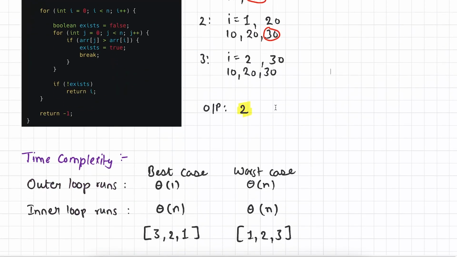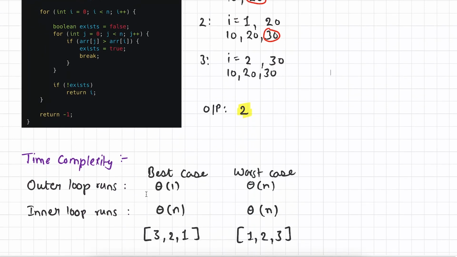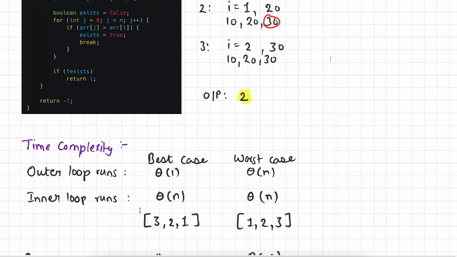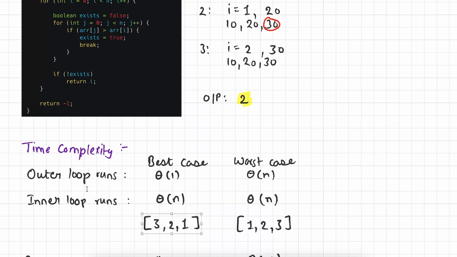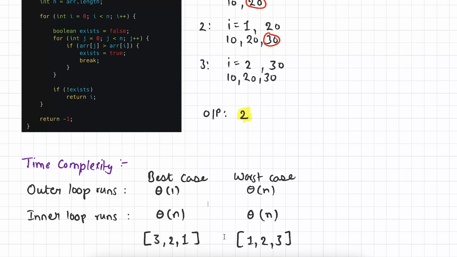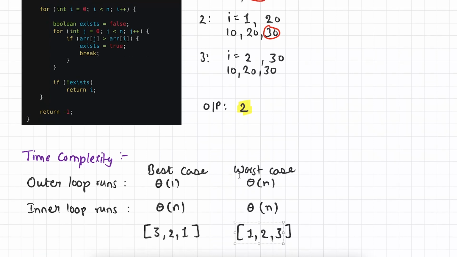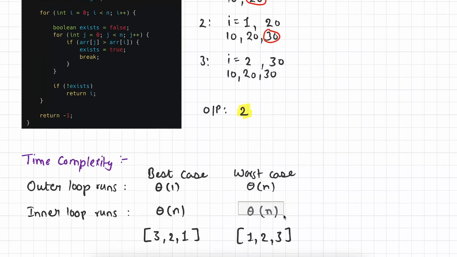Now talking about the time complexity of this function. To find out time complexity we have to first find out how many times loop is running. So let's say in best case we get this array 3, 2, 1. Our outer loop runs theta of 1 time and the inner loop runs theta of n times. In the first iteration itself we get to know that this is the largest number in the array. But in worst case, if we get array like this 1, 2, 3, then the outer loop runs theta of n times and the inner loop runs theta of n times.